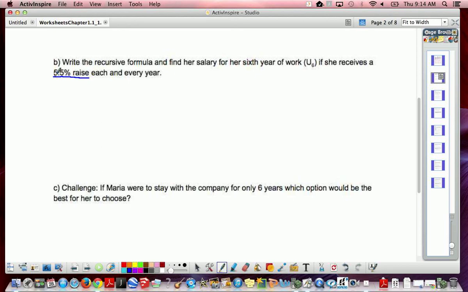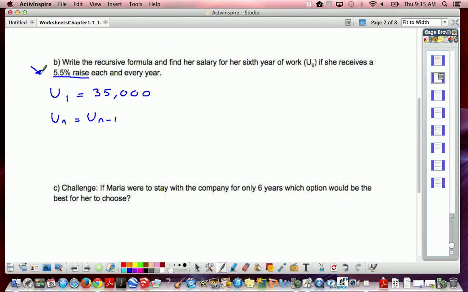So this one, similar to the previous one, we want to write the recursive piece. So we're going to have the U sub 1. She starts with the same salary, 35,000. Now this U sub n minus 1, the recursive piece, getting the next term from the previous, is going to be a little different. She gets a percentage raise. Okay? Since she's getting a percentage, she's getting only 5.5% of the 35,000 along with the 35,000.